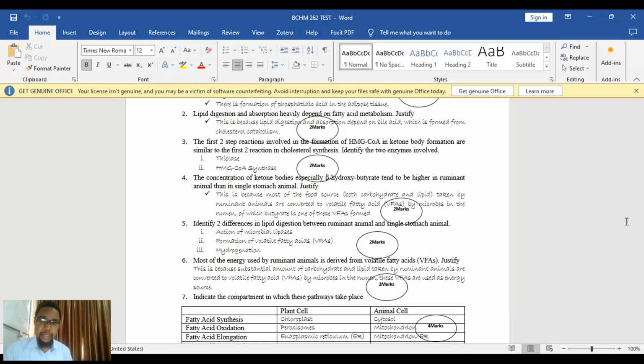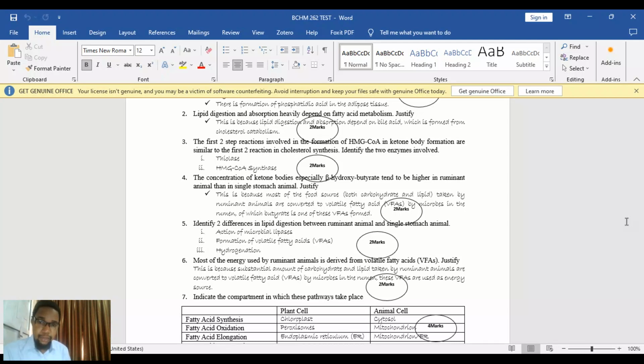Some of you went and started putting HMG-CoA synthase and HMG-CoA reductase or something. It simply says you don't even know these pathways. So you should expect something like this. At least you should thank God that I didn't ask for the reactions structurally.